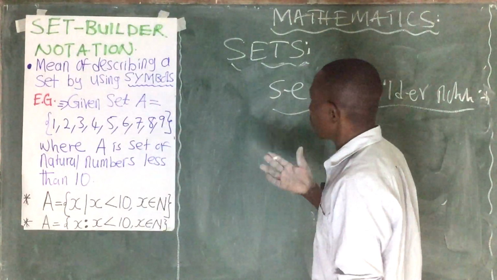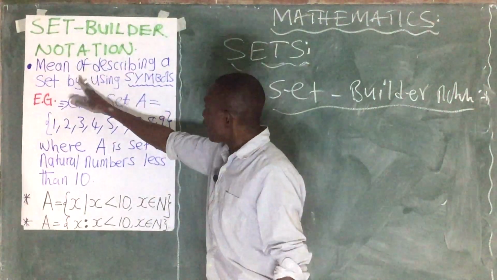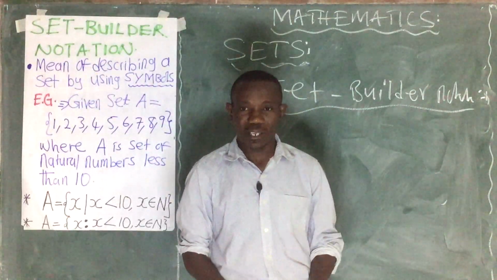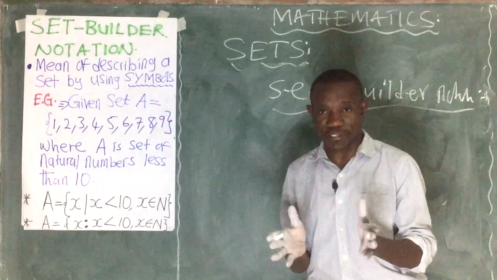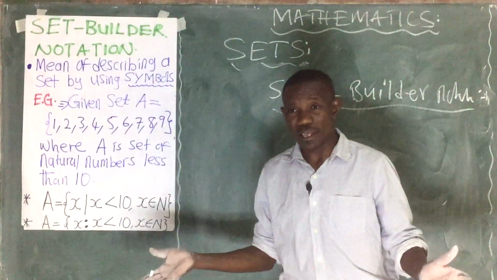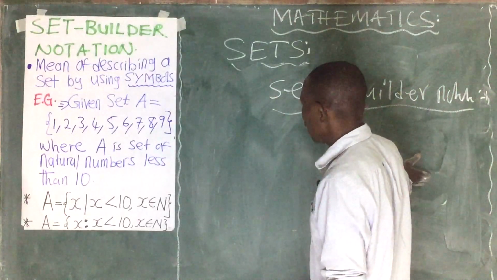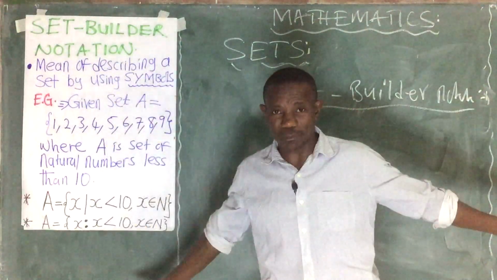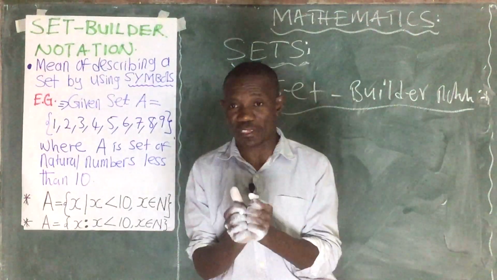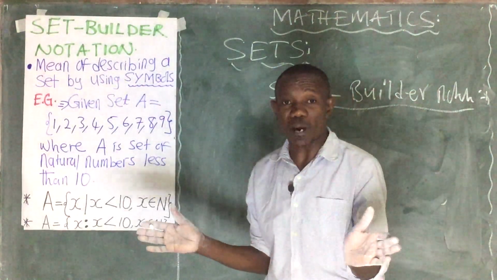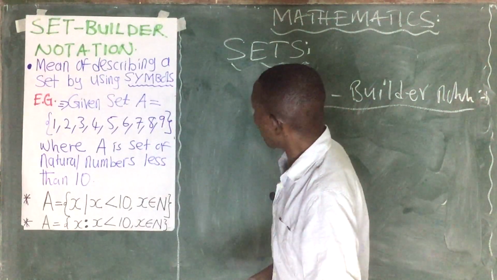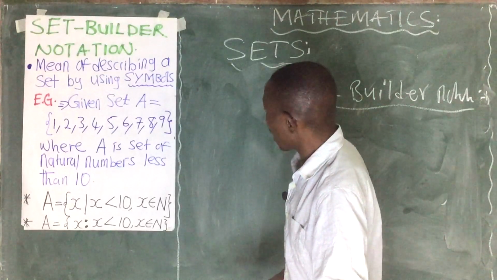So if we talk of set builder notation, we talk of a means of describing a set by using symbols. Most of the time it is brief. You don't necessarily write all the elements. Sometimes you can have 100 elements, and for the direct way, it doesn't make sense to write every element down. But with set builder notation, things become very brief. You don't write everything, and you save time and also space. Now let's discuss how set builder notation is presented.